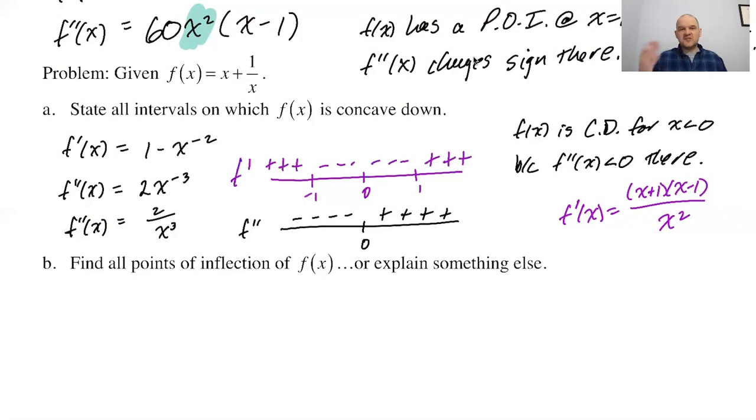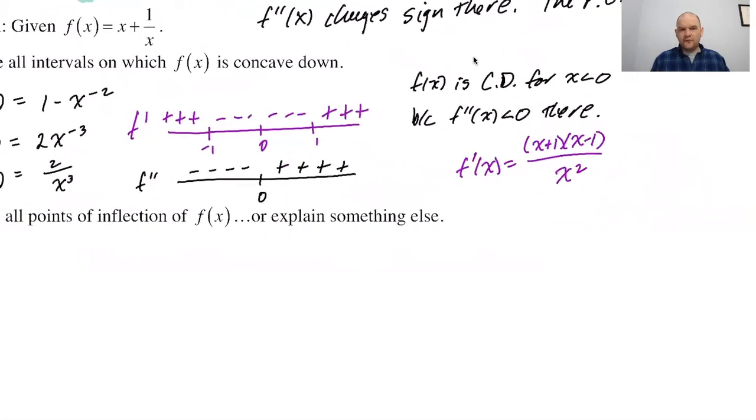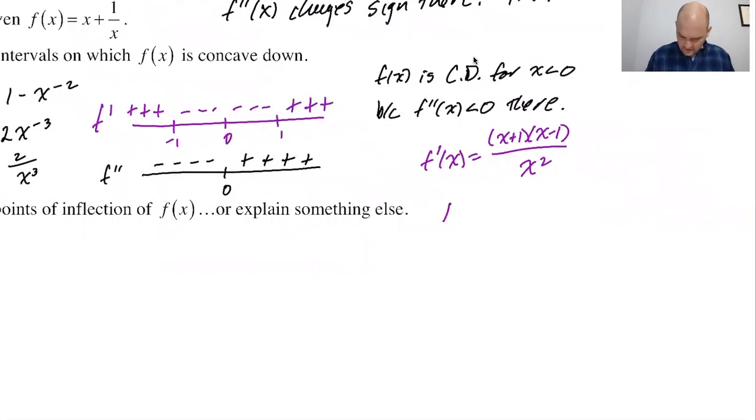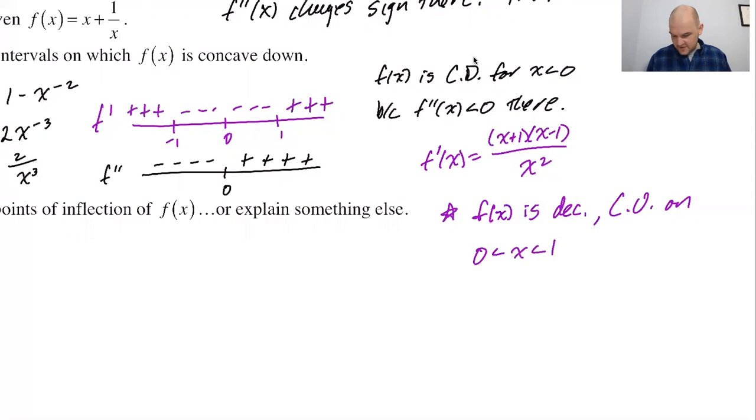So if you look at it, you can just tell that, for example, let's choose a region. So let's say f of x is decreasing concave up. So just looking at the sign chart, can you tell where I'm looking? F of x is decreasing concave up on the interval 0 to 1. And then I want to say why? Because f prime of x is less than 0 and f double prime of x is greater than 0 on that interval.